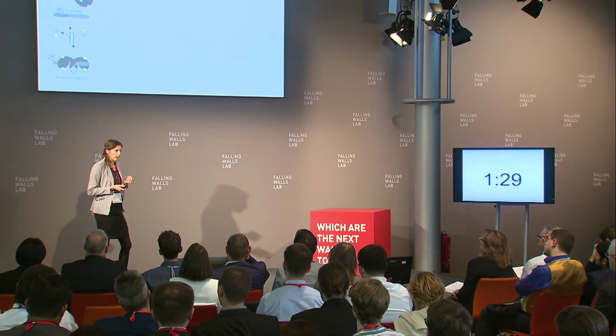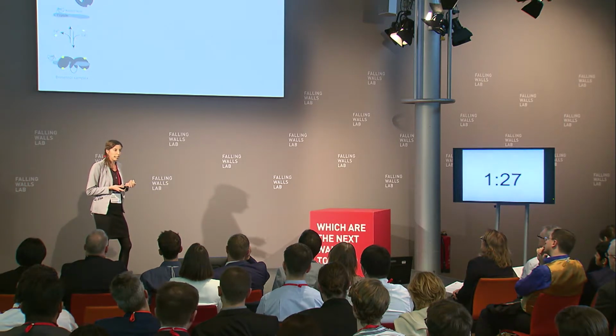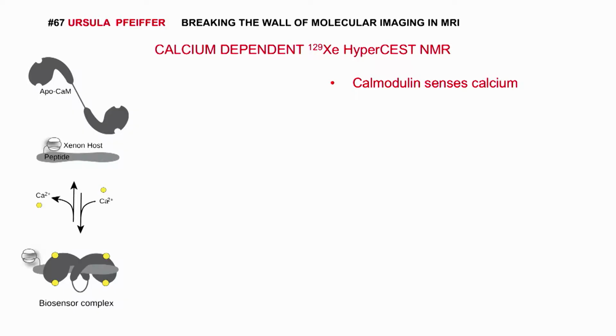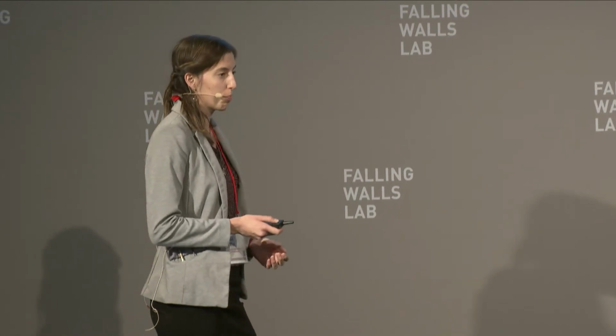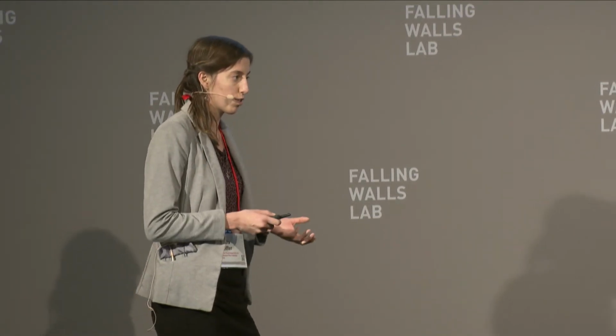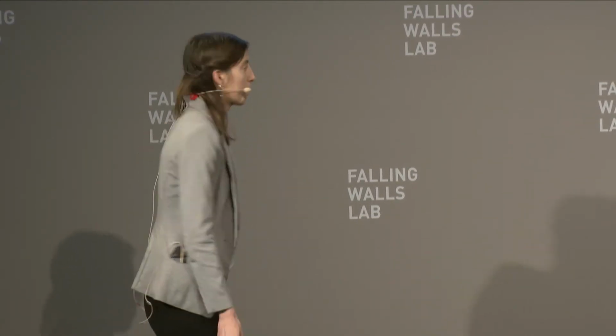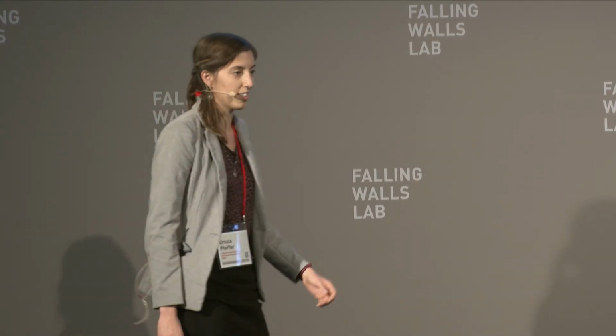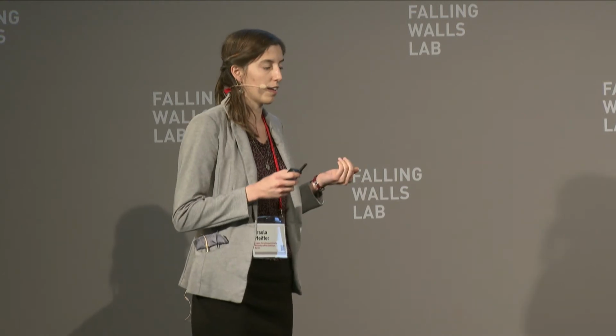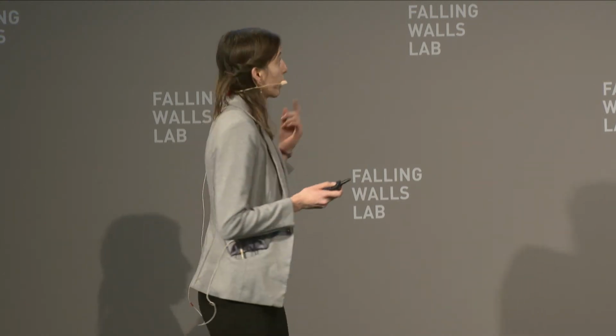To generate contrast, I'm using a technique called xenon hyperCEST. I'm doing a xenon MRI instead of a hydrogen MRI. And with this particular construct of my binding partner of calmodulin and the xenon sensing agent, I'm onto something really good, because the negative contrast is not only very strong, it is also switchable. Meaning, this molecular hug that I described earlier is a switch-on effect for the contrast.